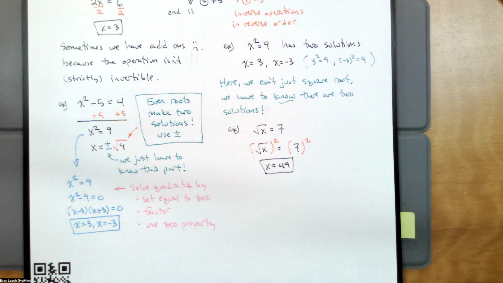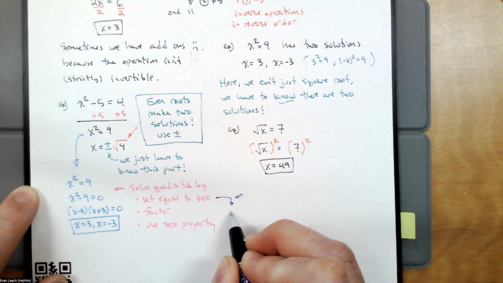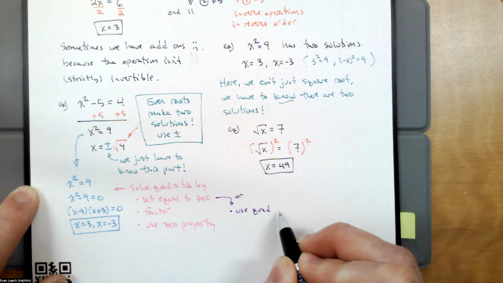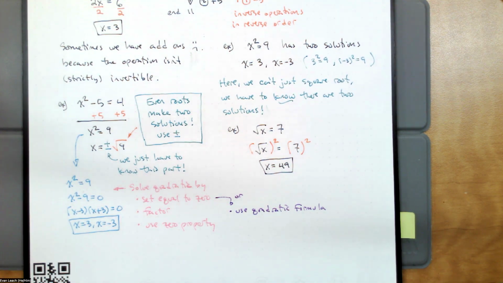So here we're using that other alternate method for solving equations. If you see an x squared, one strategy is to set equal to 0, factor, then use the 0 property. Or set equal to 0 and use the quadratic formula. Quadratic formula is kind of trash. You could also complete the square. And now everybody hates math.